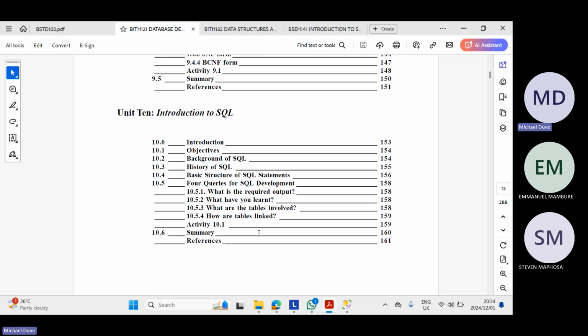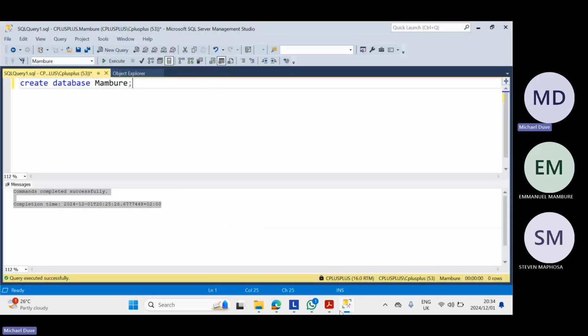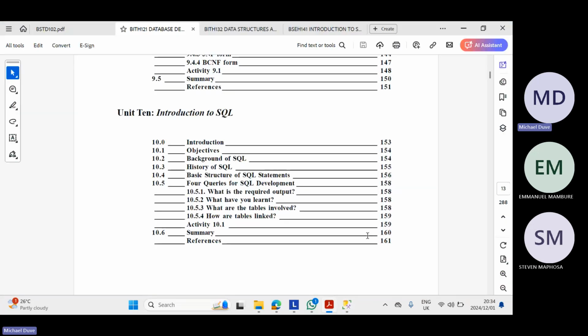So we can also touch base on development from this stage. We've got Microsoft SQL Server 2019 now. We are moving to Microsoft SQL Server 2022, right? You find that 2019 might be doing some things that are not being done by the other, right? Then you go into the basic structure of SQL statements. This is a SQL statement where I say create database Mambure, right? It's a SQL statement, structured query language. Then what is the required output? What have you learned? What are the tables involved? How are tables linked? Tables are linked using a foreign key, right?